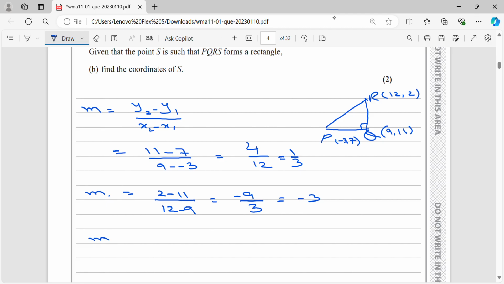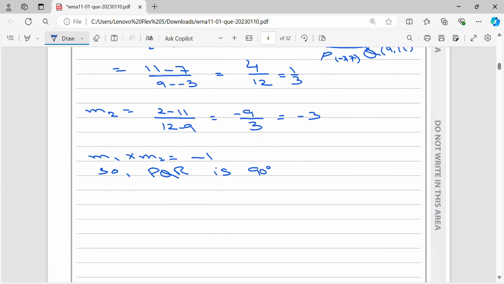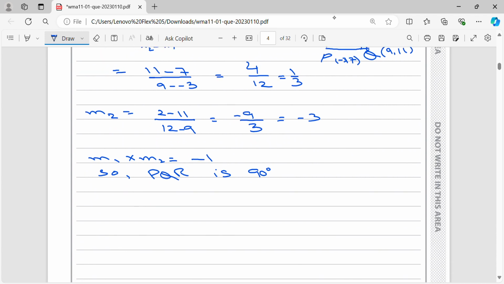So I can say that gradient 1 times gradient 2 is -1, so they are negative reciprocals. Let's say this is the first gradient and this is the second gradient, and at the end there is a need to write down that angle PQR is 90 degrees. Prove that angle PQR equals 90 degrees. Yes, it is. Now let's move on to the next part of this question.